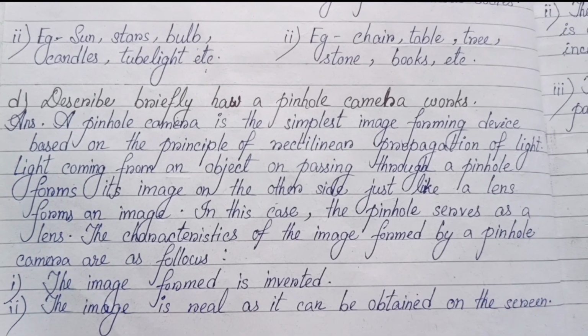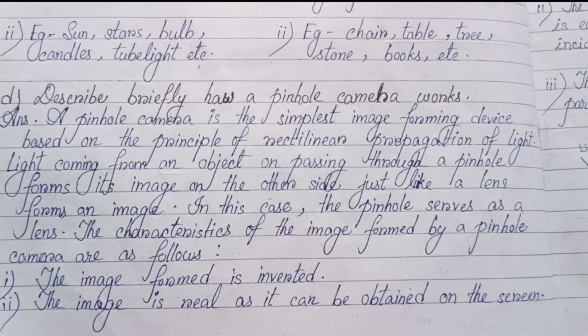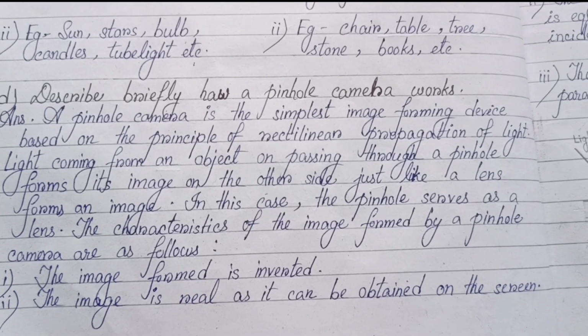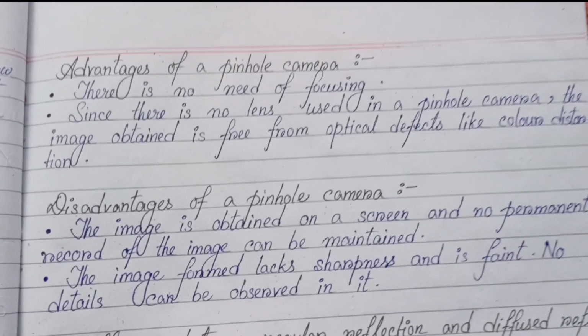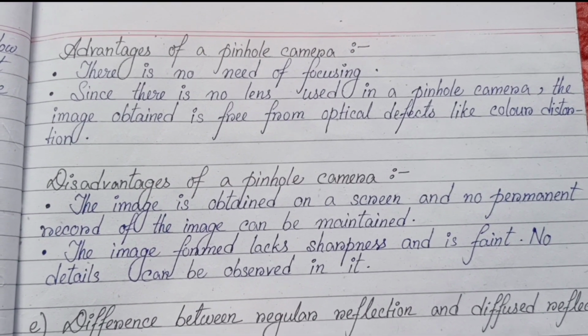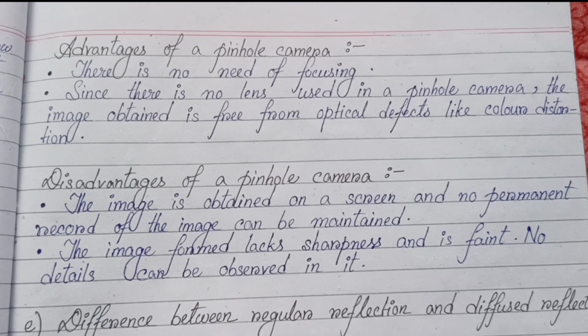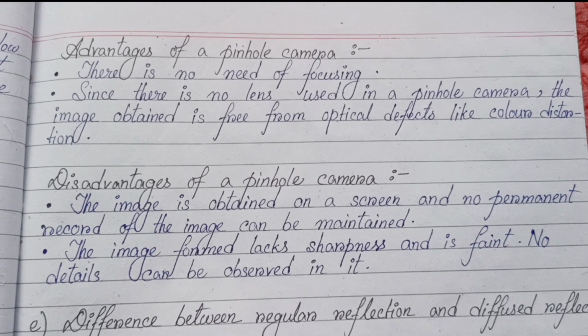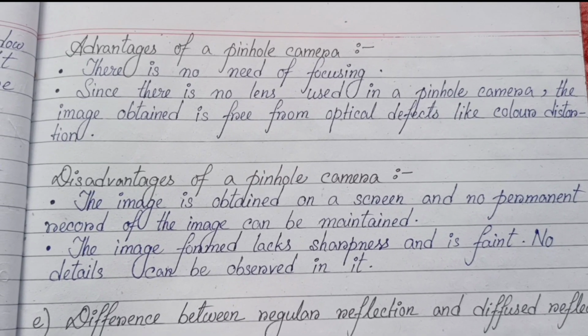Number 1. The image formed is inverted. Number 2. The image is real as it can be obtained on the screen. Advantages of a pinhole camera. There is no need of focusing. Since there is no lens used in a pinhole camera, the image obtained is free from optical defects like color distortion.